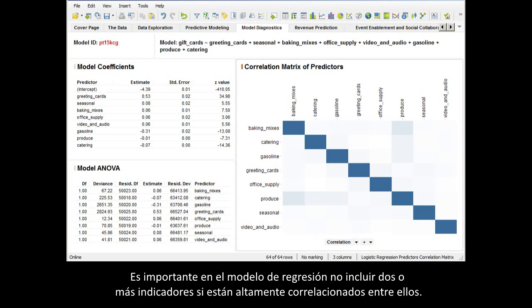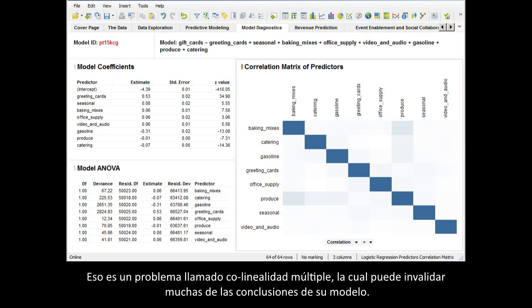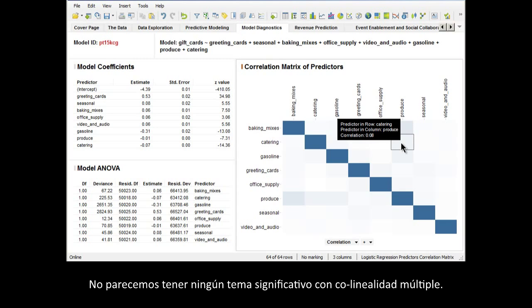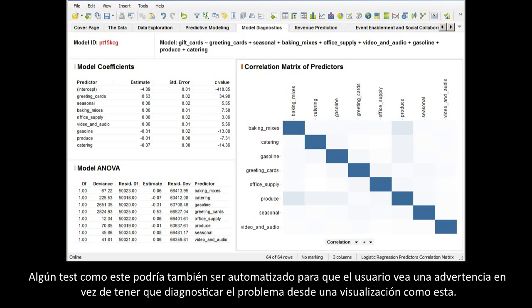It is important in a regression model not to include two or more predictors if they are highly correlated with one another. That's a problem called multicollinearity, which can make many of the conclusions of your model invalid. In this correlation matrix, if you were to see any such high correlations between predictors, they would appear as dark cells off the diagonal. We do not seem to have any significant issues with multicollinearity. Some tests like this could also be automated so that the user sees a warning instead of having to diagnose the problem from a visualization like this.